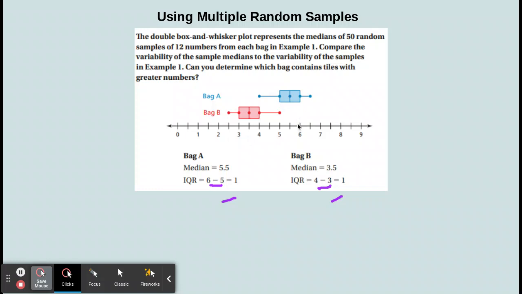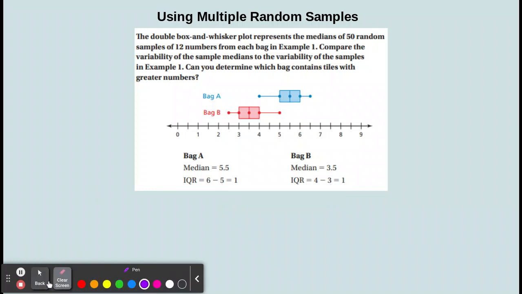So we're going to compare the variability of the sample medians and the variability of the samples in example 1. And then we're going to determine which bag now contains tiles with greater numbers. And it should be a little easier since we have a larger random sample.